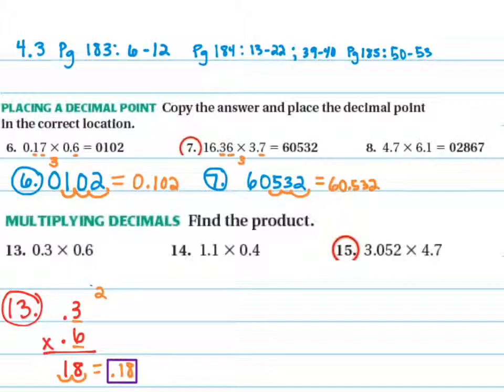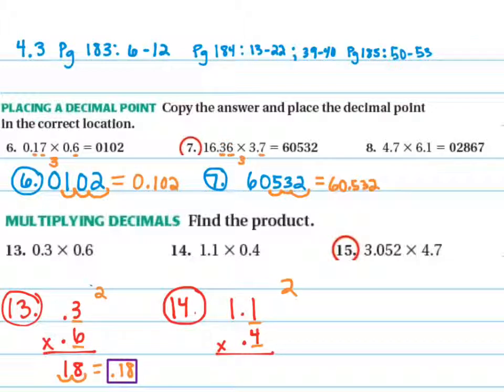Let's go ahead and do number 14 together. So 14, I'm going to go ahead and set it up as 1.1 times 0.4. I got rid of the 0 because I don't need it anymore, and that'll really simplify the process. So how many spots do I have behind it? I have 2 total, 1, 2. So a total of 2. And I write it off to the side just to give me a little heads up.